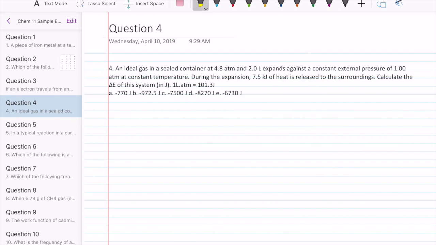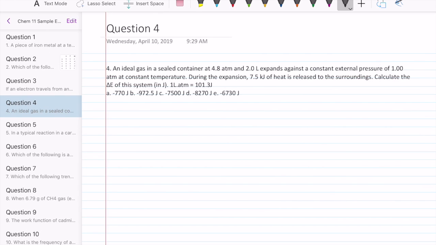Okay, let's take a look at question 4 in the sample exam 3. This question is about thermochemistry, specifically about the work and heat relationship and how that adds up to delta E, something we discussed early on in thermochemistry. Let's look at the question.